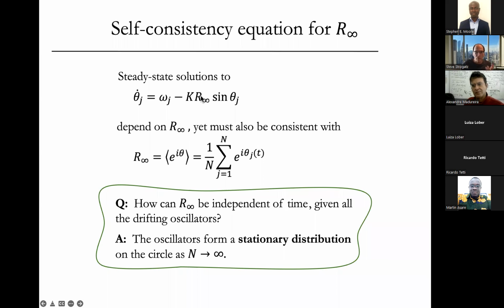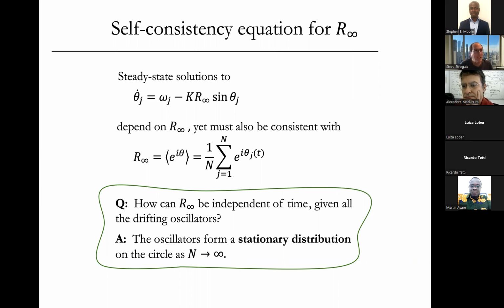They depend on the assumed R infinity, but they must also be consistent with R infinity being the average of the e to the i thetas. And that raises a little bit of a paradox that might worry you at this point, which is how can R infinity be independent of time, given that the oscillators at the tails are drifting around? And Kuramoto's answer is, well, even though they're individually drifting, what if they form a stationary distribution on the circle? Then they will contribute a constant to the average, right?